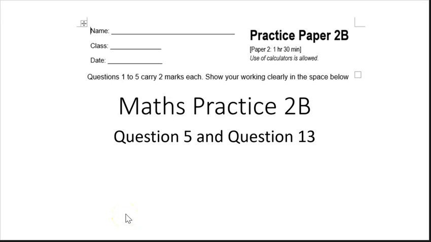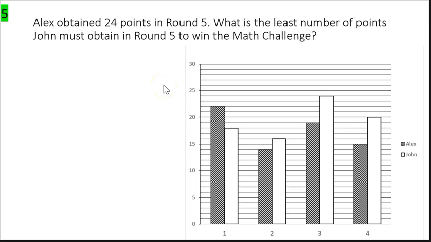Please take out Maths Practice Paper 2B. This week, we are going through question 5 and question 13. Let's take a look at question 5. In this question, we must find the least number of points that John must obtain in round 5 in order to win the maths challenge.